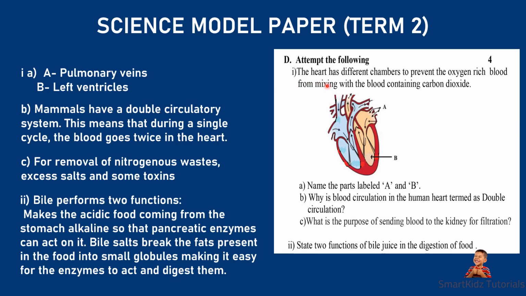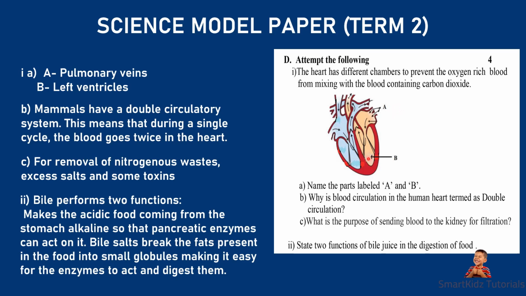The first question under this has a diagram given, and we are asked to identify A and B. It says the heart has different chambers to prevent oxygen-rich blood from mixing with the blood containing carbon dioxide. And we are asked: name the parts labeled A and B. You see this clearly shows the marking with red and blue. Red is the oxygenated part and blue is the deoxygenated part.